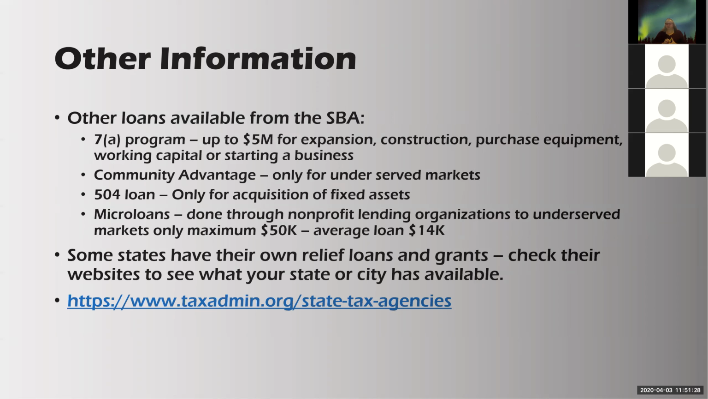There are other loans available from the SBA. The 7A loans, which is what the PPP loans are based off of. This one can go up to $5 million for expansion, construction, purchasing equipment, working capital, and starting capital. Now, these are normal loans that they have had forever. So if you qualify for one of these, or if you're interested in those, I would wait until around the end of June and then start applying for these.